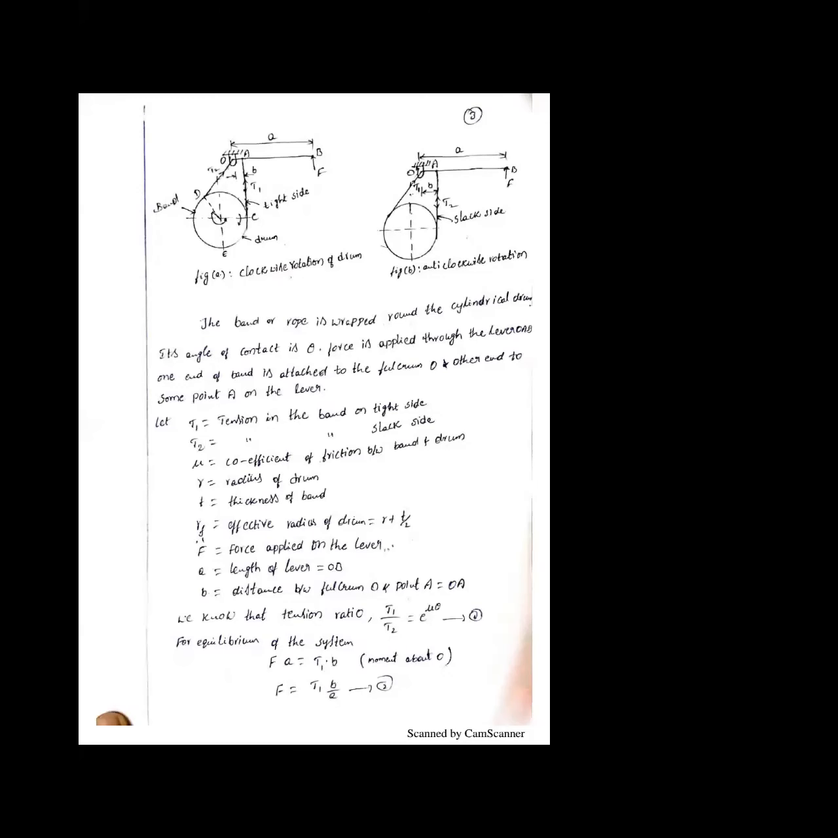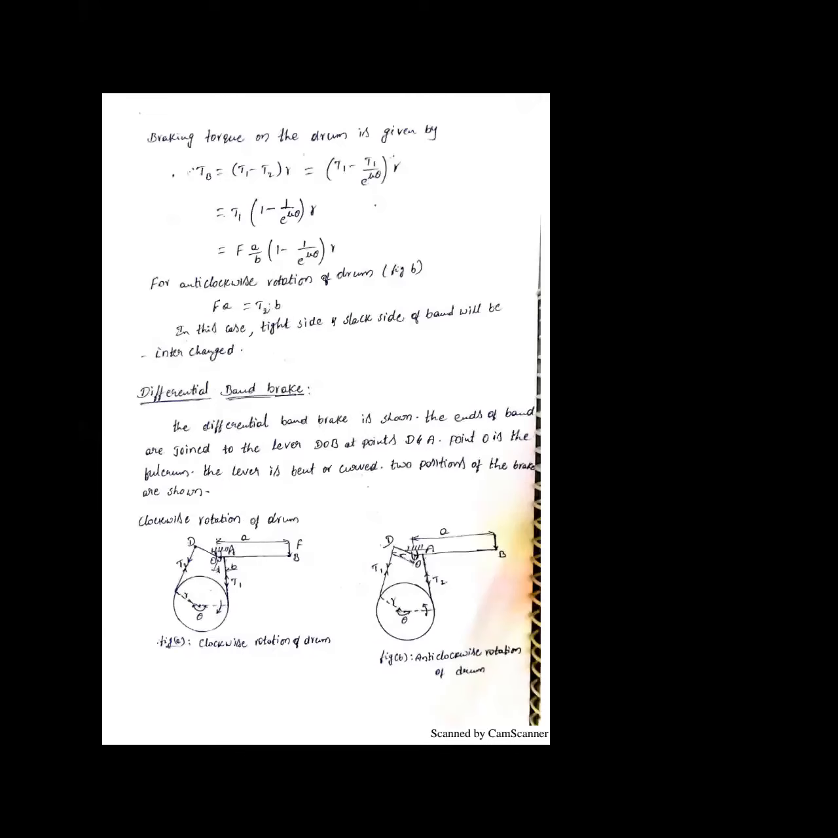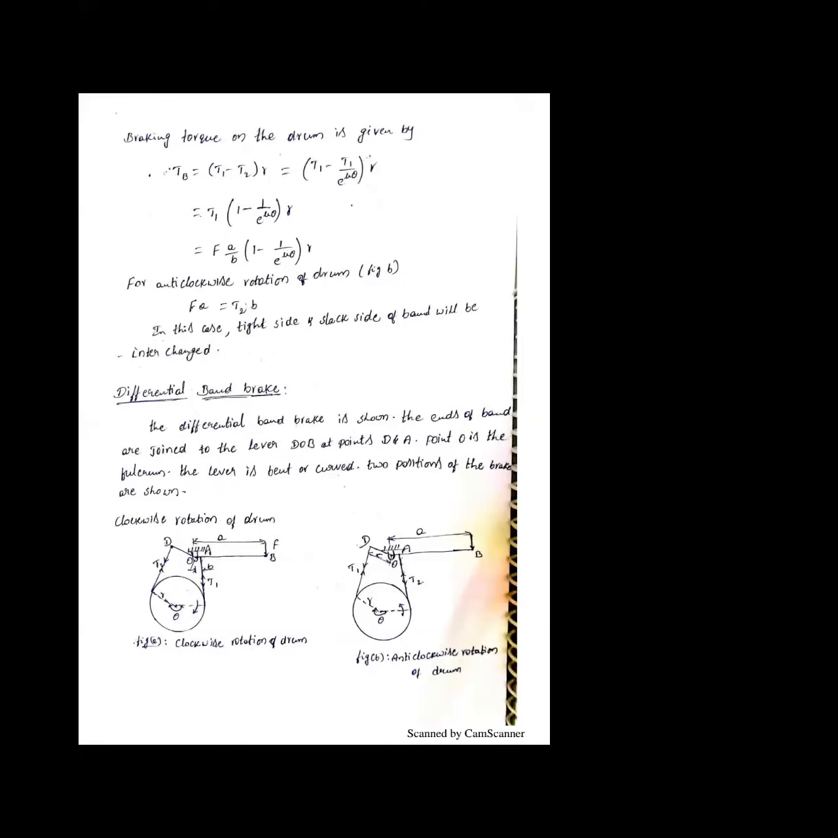Now the band brake. All of you observe that for the band brake, the braking torque is F into A by B into (1 minus 1 by e power mu theta) into R, when the drum is rotating in the clockwise direction. That is, the braking torque value is F A by B into (1 minus 1 by e power mu theta) into R.